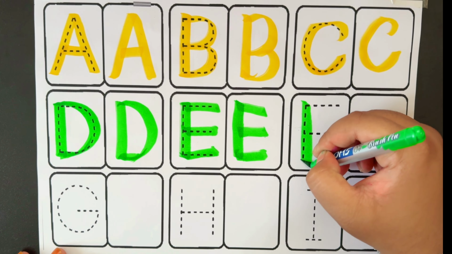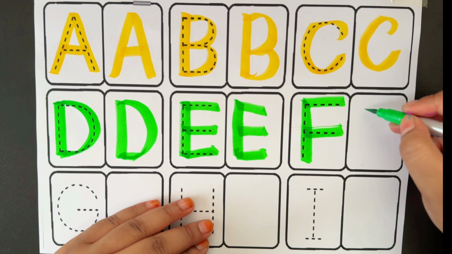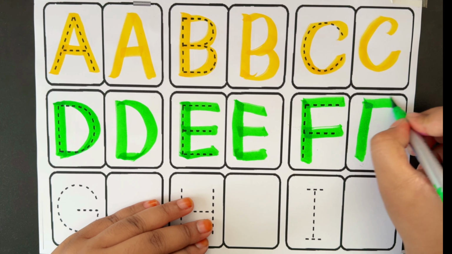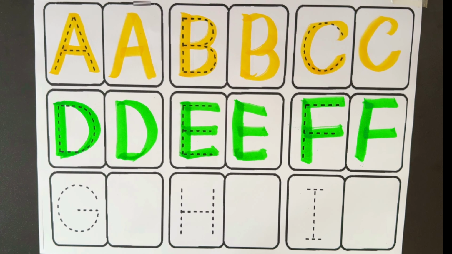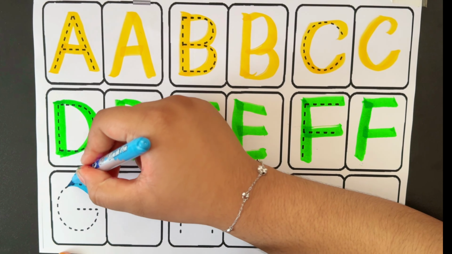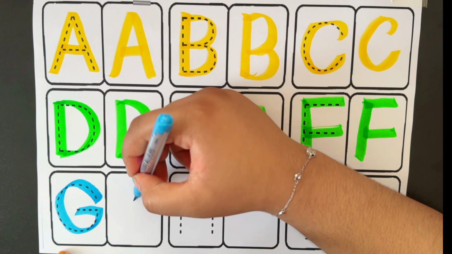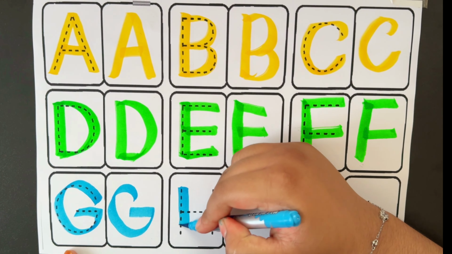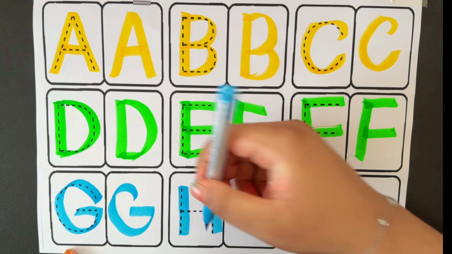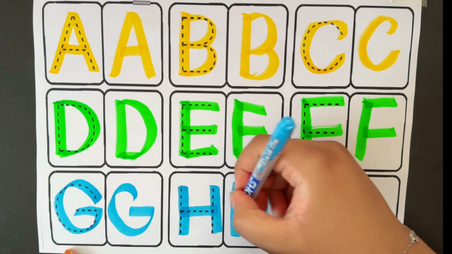Letter F. F for flowers. F for fairy. Light green color. Letter G. G for garden. G for goat. H. H for hen. H for house.